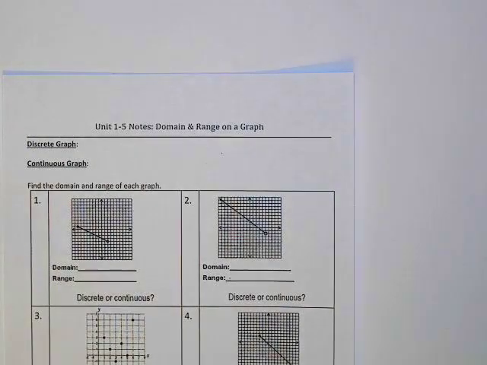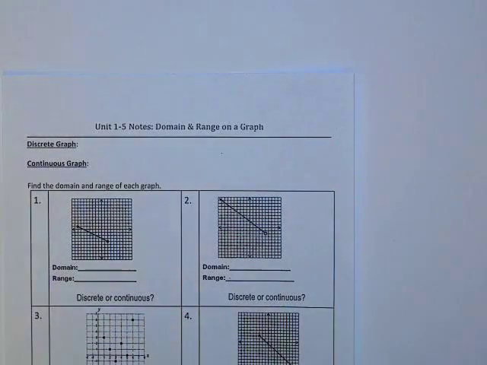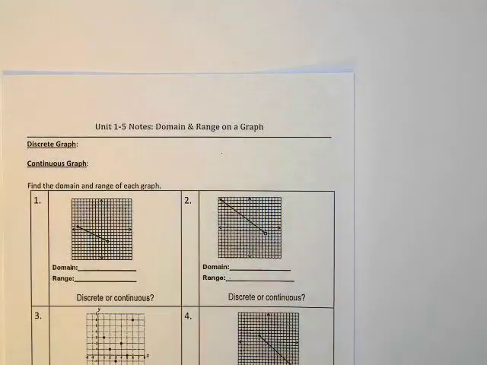Okay, so we're talking about domain and range today. But first, we're going to talk about these two vocabulary words that are keywords that you guys need to know. First is discrete, and then it's continuous. You either have a discrete graph or you have a continuous graph, one or the other.